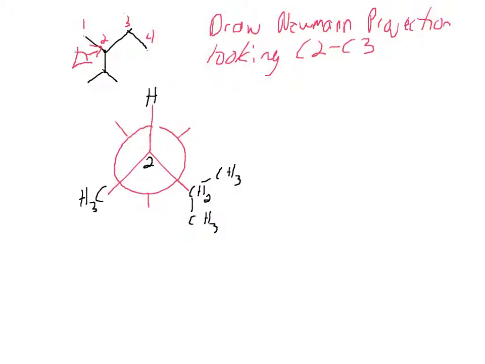Okay. So now, since we're looking down from 2 to 3, the back carbon we're looking at is carbon 3, right? So we ask ourselves, what's attached to carbon 3? A CH3, and what else? An H, and then H. Yep. So we've successfully drawn this Newman projection now.